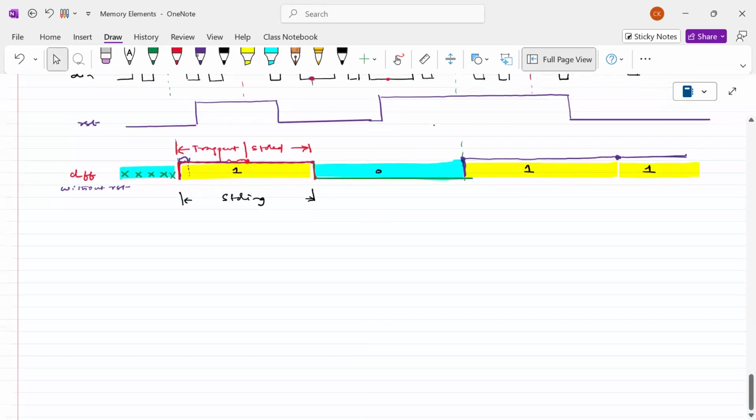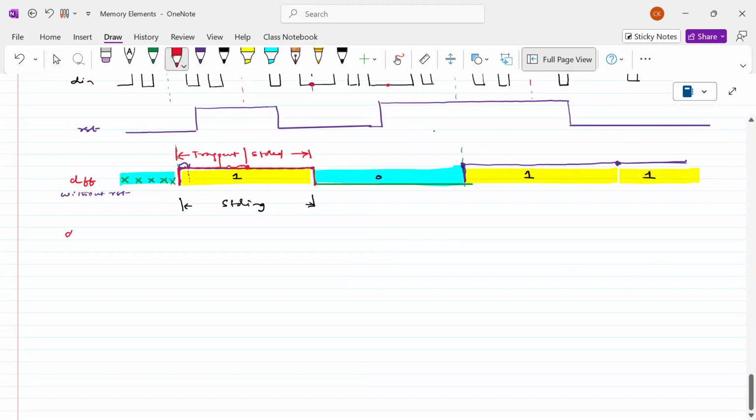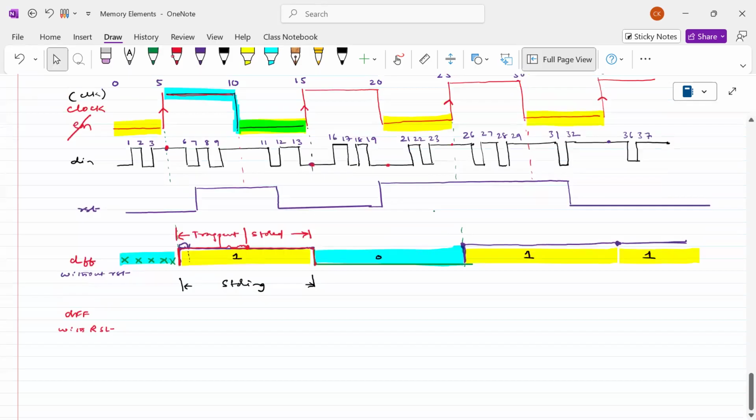Now with D, what is the output? D flip-flop with RST. What will happen? According to our truth table, please let me know what is happening here. What is at the 0 nanosecond time step? What can we see here? The clock is 0, DN is 0, reset is 0. What will happen to the output? It is unknown, right? It is unknown.